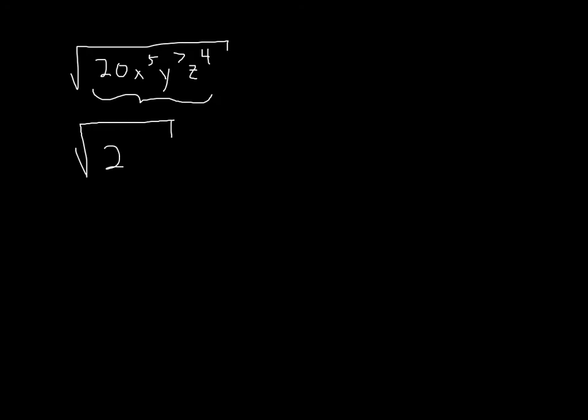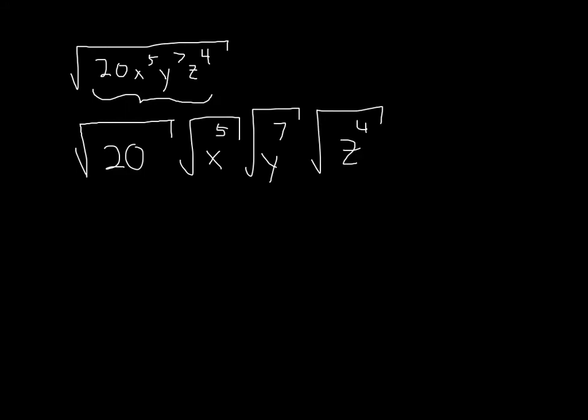I can rewrite this as the square root of 20 times the square root of x to the 5th times the square root of y to the 7th times the square root of z to the 4th. Okay, so I can deal with each one of these terms individually. Square root of 20, I can try to simplify that as the square root of 5 times 4. 5 times 4 gives me 20. And I see that 4 is actually a very nice square root. The square root of 4 is 2, so I can get rid of the square root there and end up with 2 square roots of 5. And that's the simplest you're going to get that term.